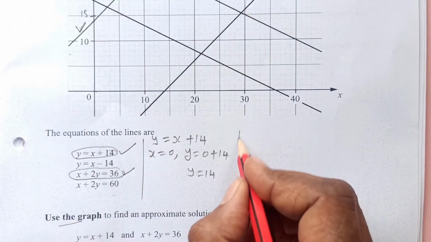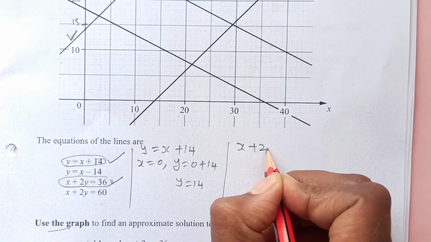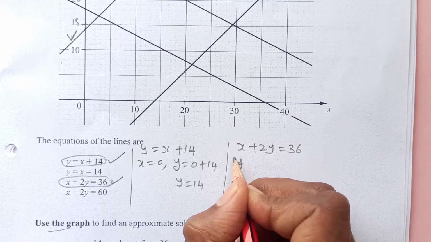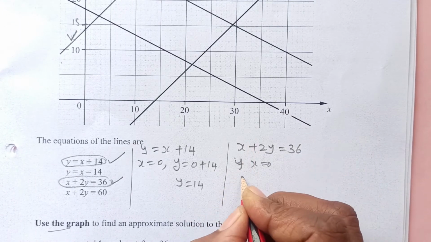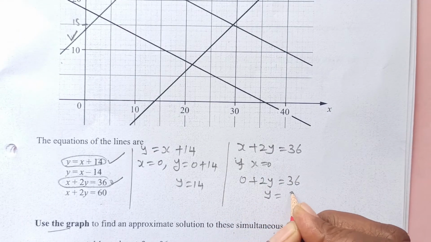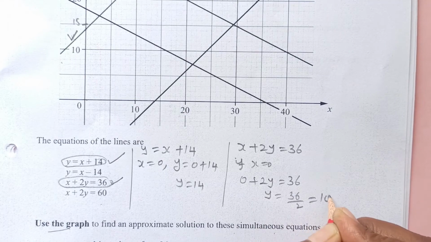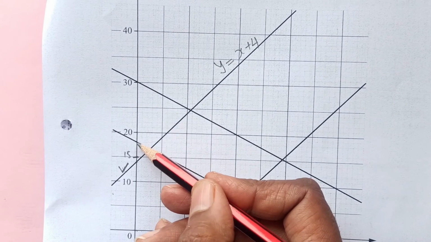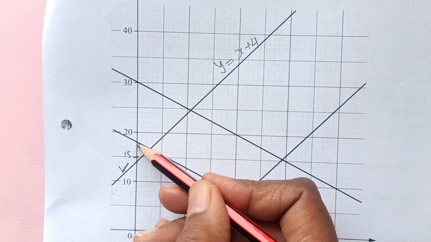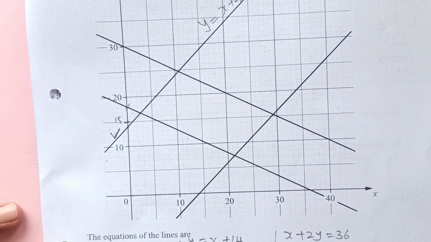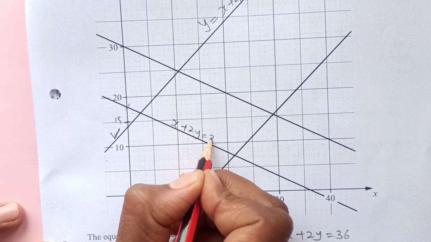Now second, we have x plus 2y equals 36. If we take x as 0, this will be 0 plus 2y equals 36, and y will be 36 over 2, that is 18. So when x is 0, y is 18. Y 18 is here, you see 15, 16, 17, 18. So that means this is the line, right? This is the line of x plus 2y equals 36.